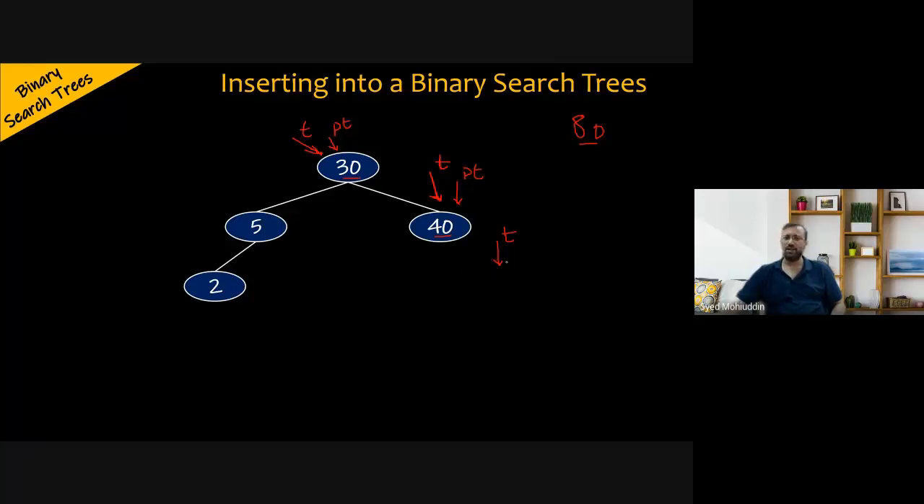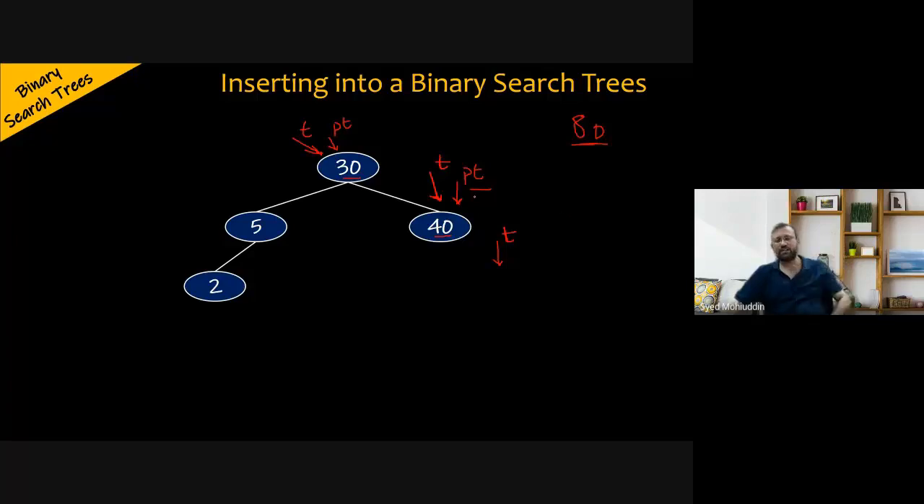So that means we found the position where 80 has to be inserted. So where should it be inserted? It should be inserted as a child of node pt. The while loop terminates here because t has reached null. Because we are using a while loop, when t reaches null it stops, and pt will be pointing to the place where node 80 has to be inserted as the left or the right child.